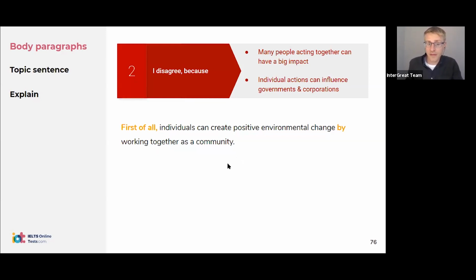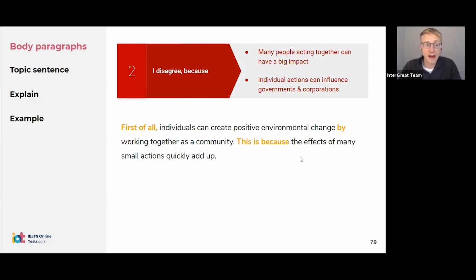Okay. Now, we've said this, but we need to explain it, right? We need to give a reason. So we can use a linking expression like this is because, to explain our main point. This is because the effects of many small actions quickly add up. Okay, so I've explained it. Now I can give an example. Run up here is not quite right. Add up would be better.